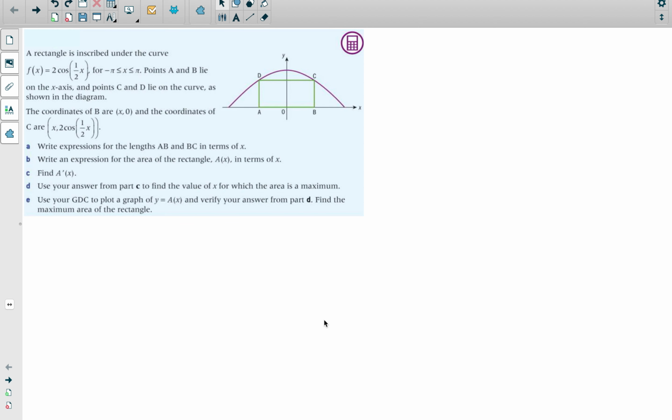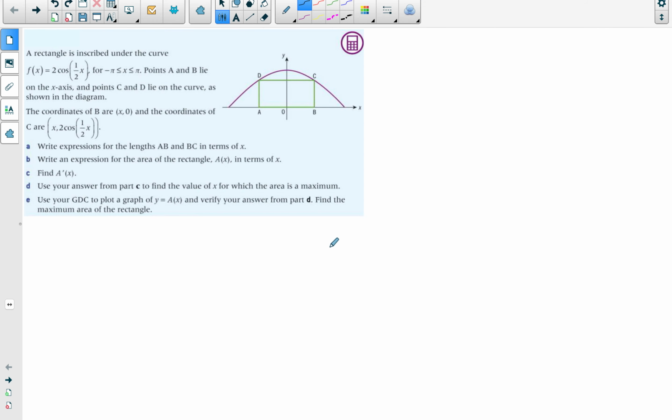I would recommend pausing, trying this on your own as much as you can, spending about 5 to 10 minutes on it, and then coming back and pausing with each section just to see how I'm solving it. I've assumed you read the question here. Note the domain goes from negative pi to pi. This is a calculus question, which means you need to deal with radians. Be careful, because the derivatives only work with radians and angles, because we're dealing with cos here.